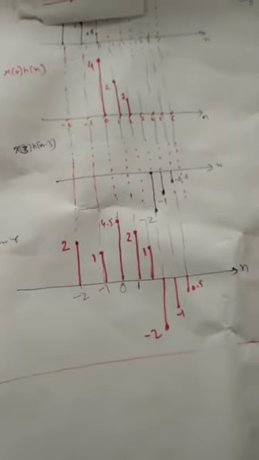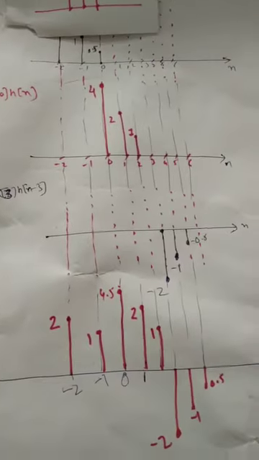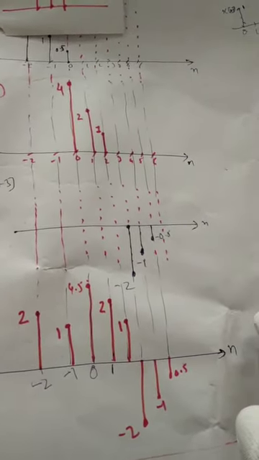So I hope this helped you understand how we find the discrete time convolution.